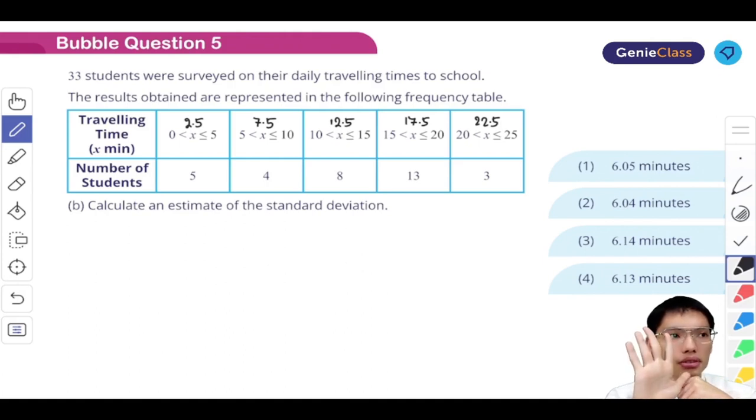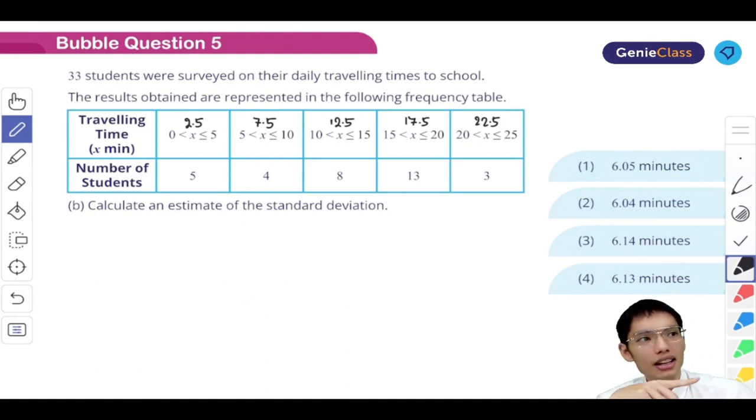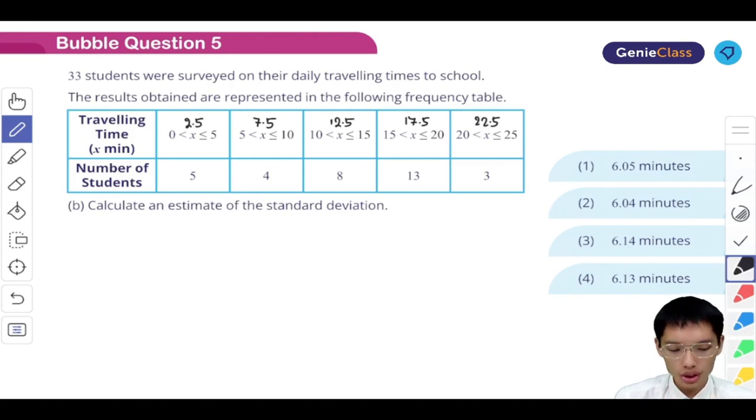Last 5, 3, 2, 1. Okay, not too bad. Half of you got it right. That's good, but some of you still have some confusion over here.